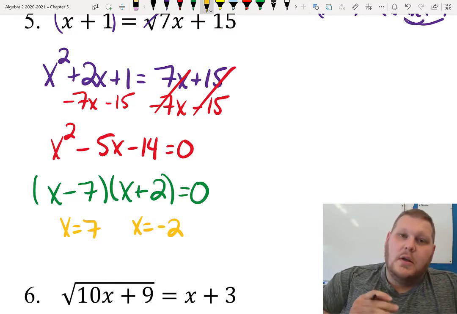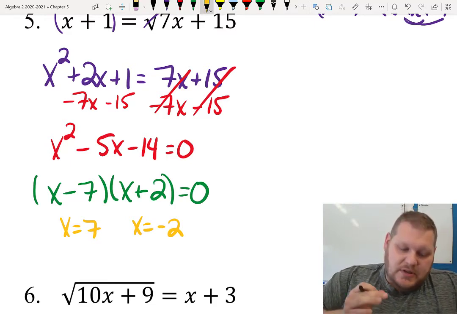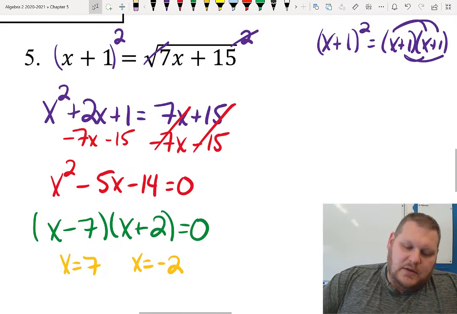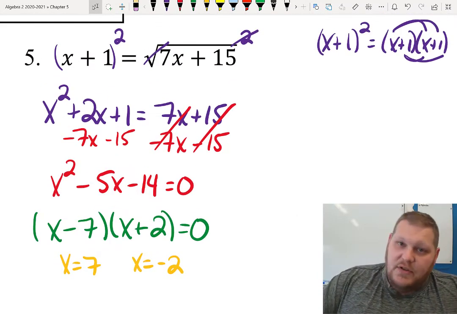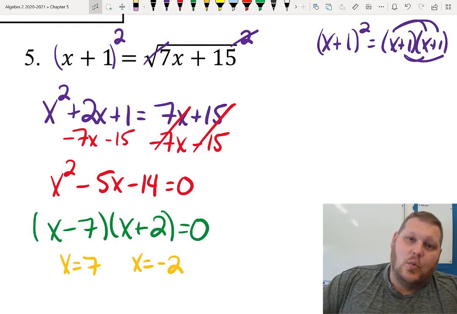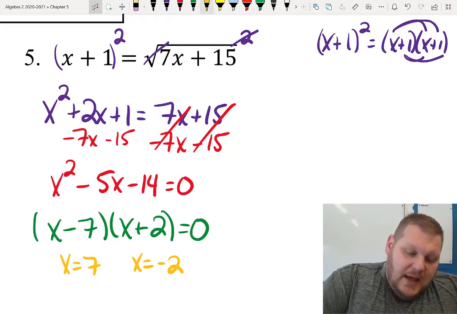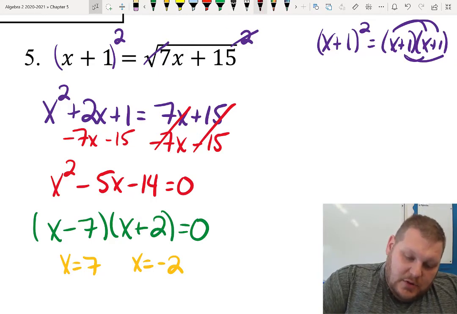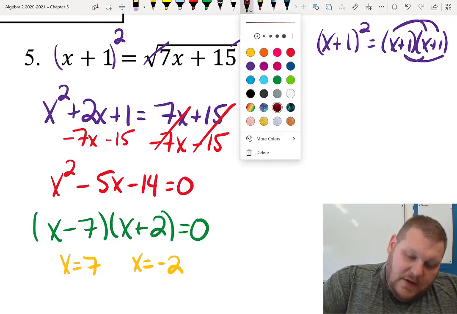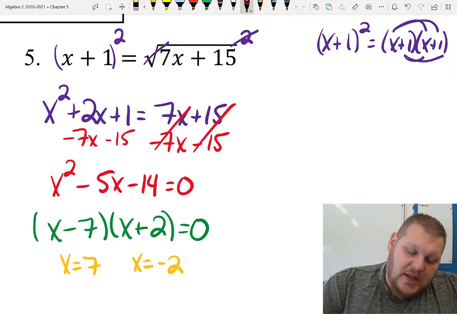So from here, now that I have my 2 solutions, I have to check my answer. Now, this is not something that you always have to do. I would definitely suggest it when you have multiple solutions, because as we go through and check these, I'm going to switch over to one of my fancy pens. There we go. Let's do lava.